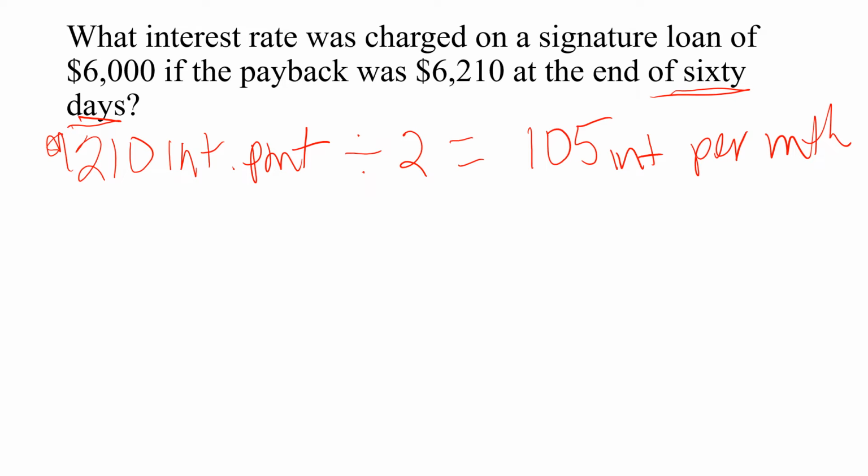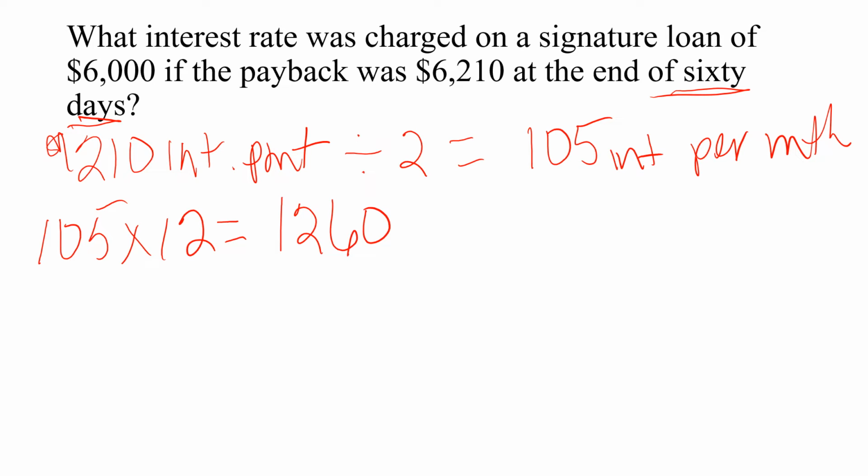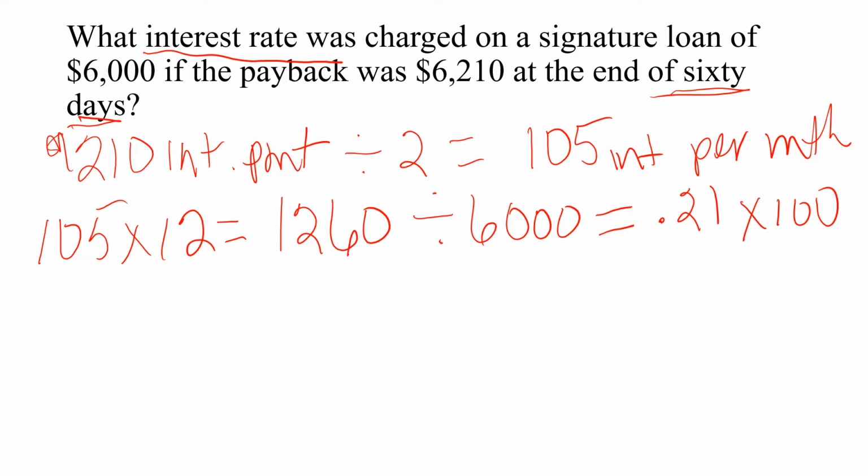Okay, well, let's look at it annually now. So if we paid $105 per month, what did we pay per year? $1,260. So now we can figure out the interest rate because it's based on a year. So if we have $1,260, we're going to divide that by our loan amount, which equals 0.21. Since we need an interest rate, which is a percent, we times that by 100, and we see this was a 21% interest rate. Probably a credit card at that high of a rate.